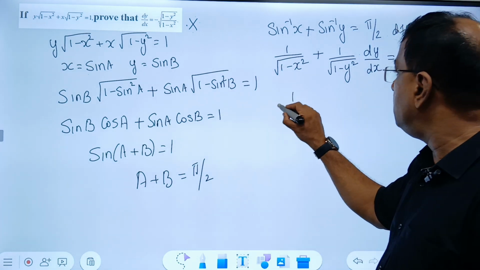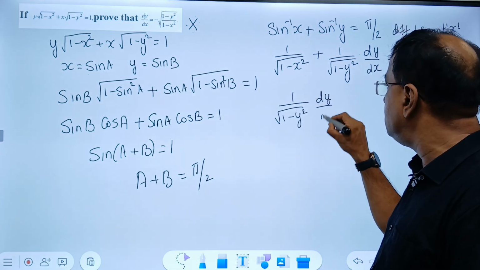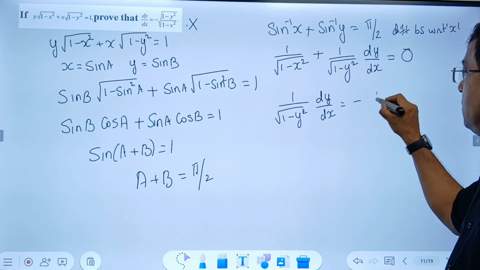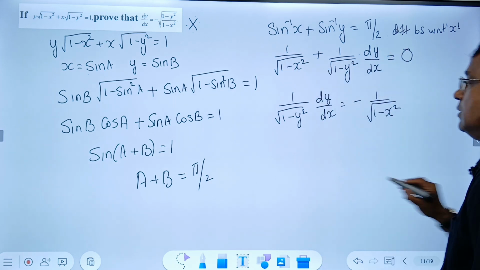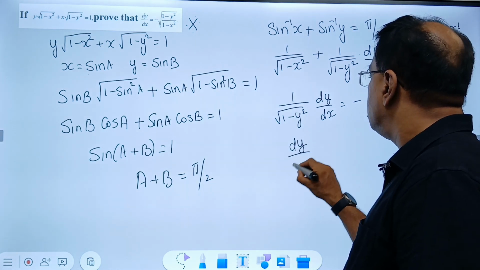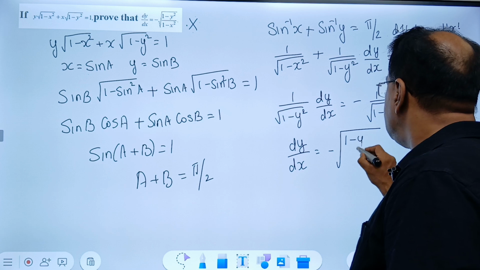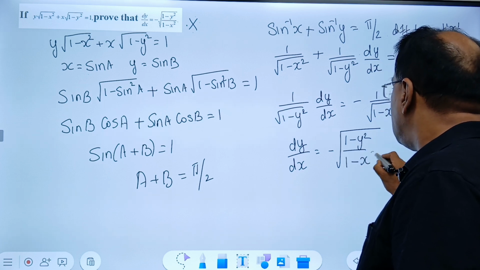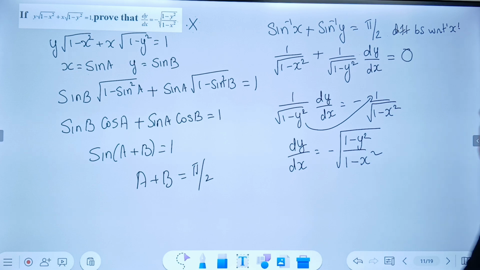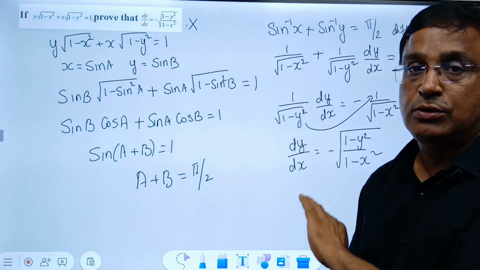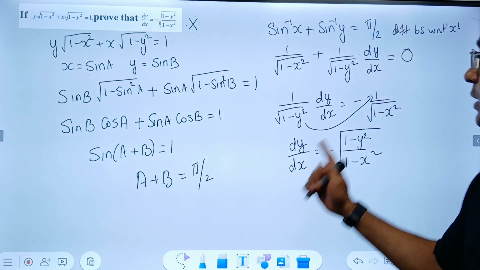So now what do you get? 1 by root of 1 minus y square into dy by dx is equal to minus 1 by root of 1 minus x square. I took this term that side. So what is dy by dx? So dy by dx will be minus of root of 1 minus y square by 1 minus x square. I just cross multiply. Okay. If you do like this, the difficulty level is less. It's very simple also. If you try to differentiate directly, you have to do a lot of algebraic simplification to arrive at the answer.